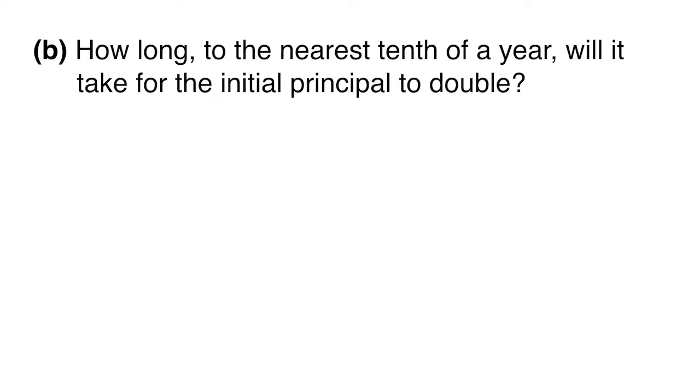B. How long to the nearest tenth of a year will it take for the initial principal to double? Again, we're going to need to use the same formula, A equals P times e to the RT. The principal is still the same. P is equal to 15,000. The rate is still the same. R is equal to 0.03.